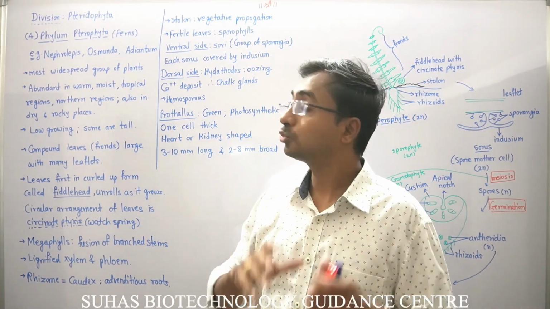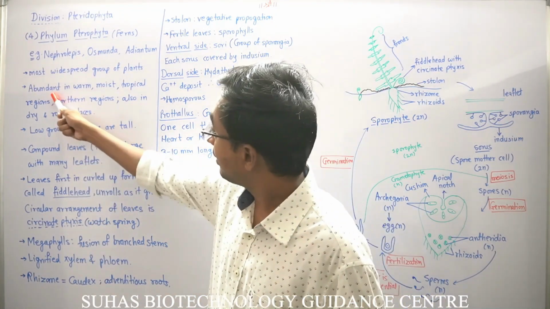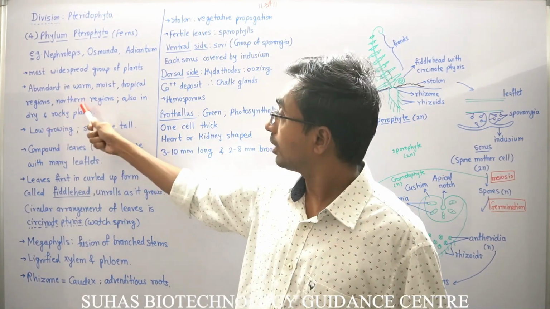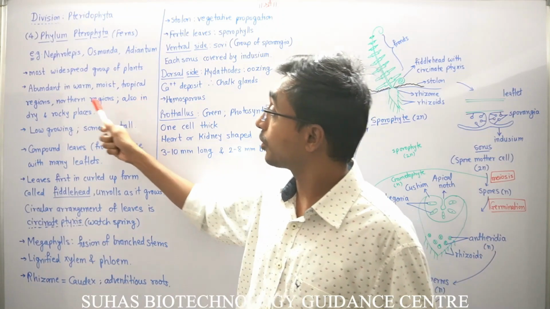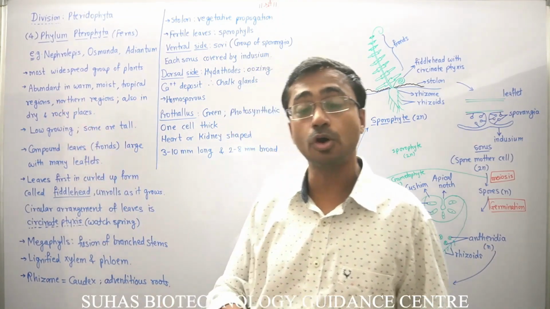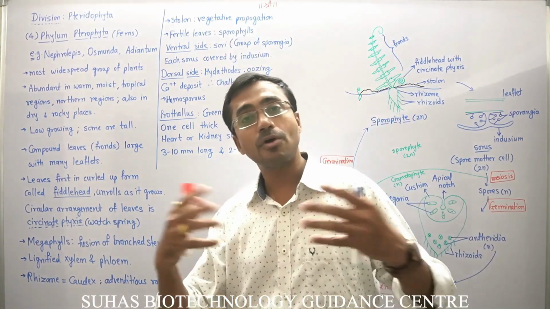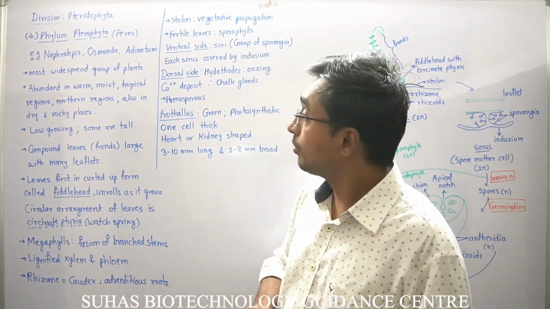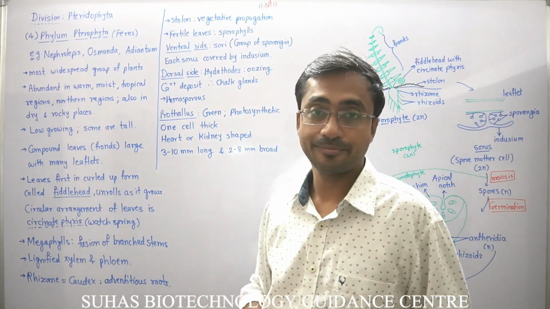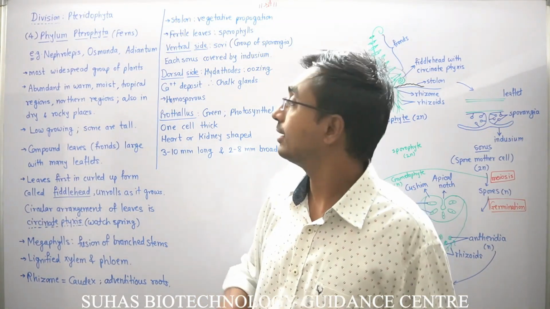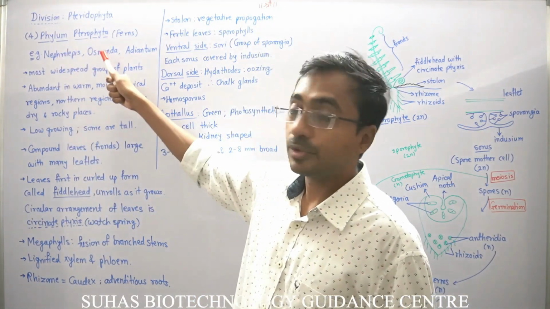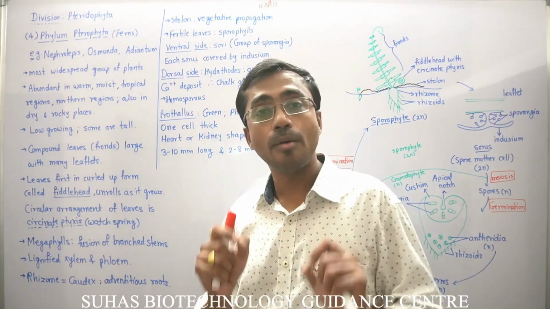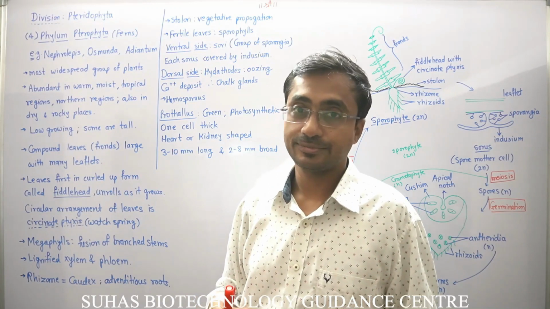It can be observed throughout. Abundant in warm, moist and tropical regions, northern regions, and also in dry and rocky places. Means almost in many environments it can grow. But it is more abundant in moist regions. Amongst this phylum, Nephrolepis, Osmunda and Adiantum are the common genera.